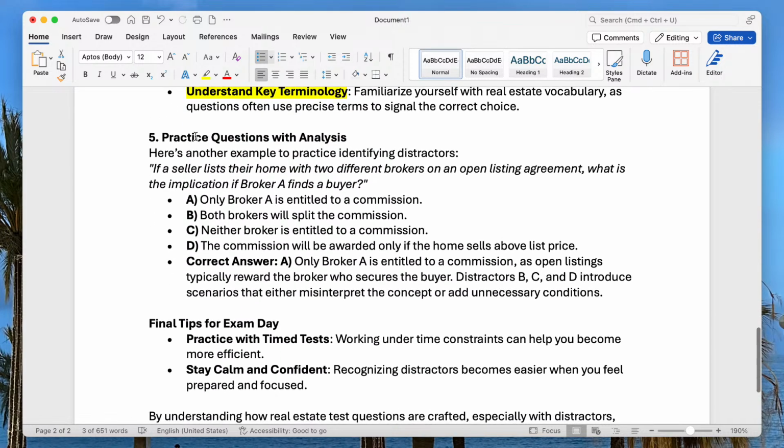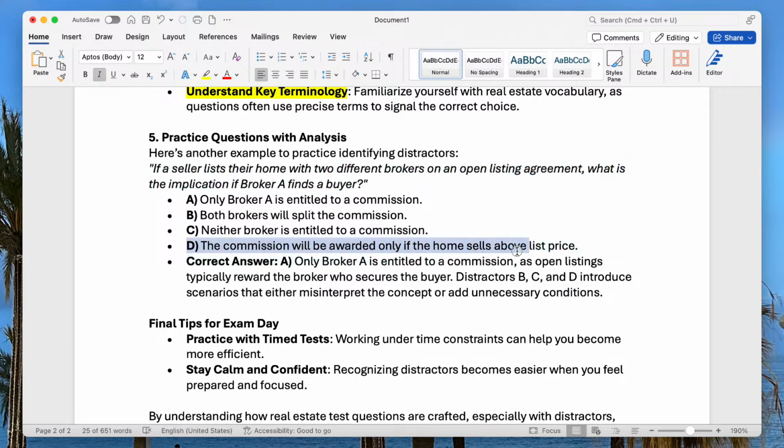And then number 5, another practice question here. Let's just take a look at this. If a seller lists their home with 2 different brokers on an open listing agreement, what is the implication if broker A finds a buyer? A, only broker A is entitled to a commission. B, both brokers will split the commission. C, neither broker is entitled to a commission. And D, the commission will only be awarded if the home sells above the list price. Well, there's your obvious, right?